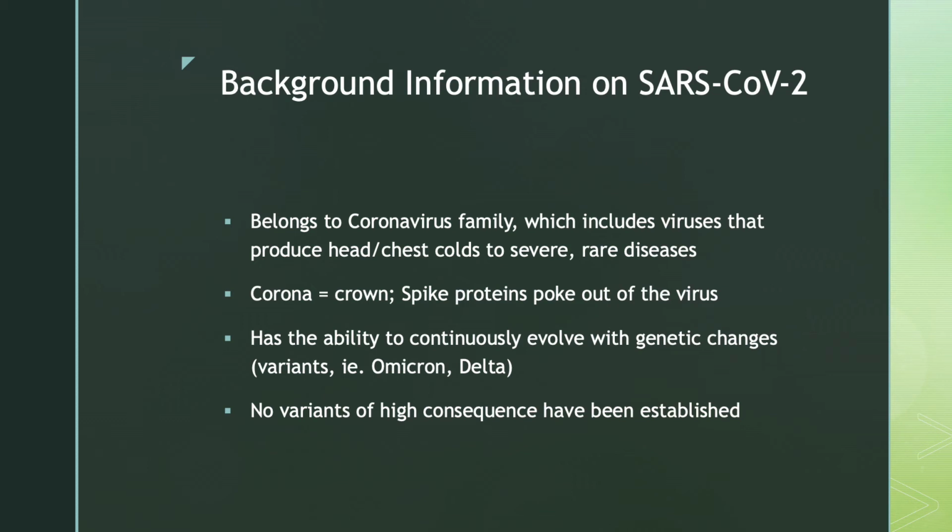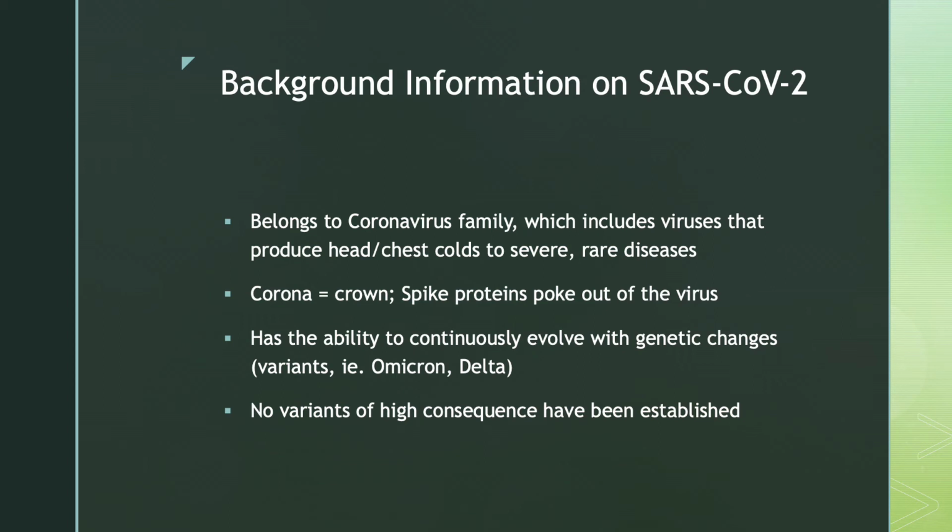SARS-CoV-2 is part of the coronavirus family. This family includes common viruses that produce varying diseases from head or chest colds to more severe rare ones like SARS, which we have just discussed. The word corona translates to crown, which refers to the biology of these viruses. Coronaviruses possess spike proteins, which poke out from the virus. If you remember, we addressed these spike proteins earlier when discussing the characteristics of influenza viruses.